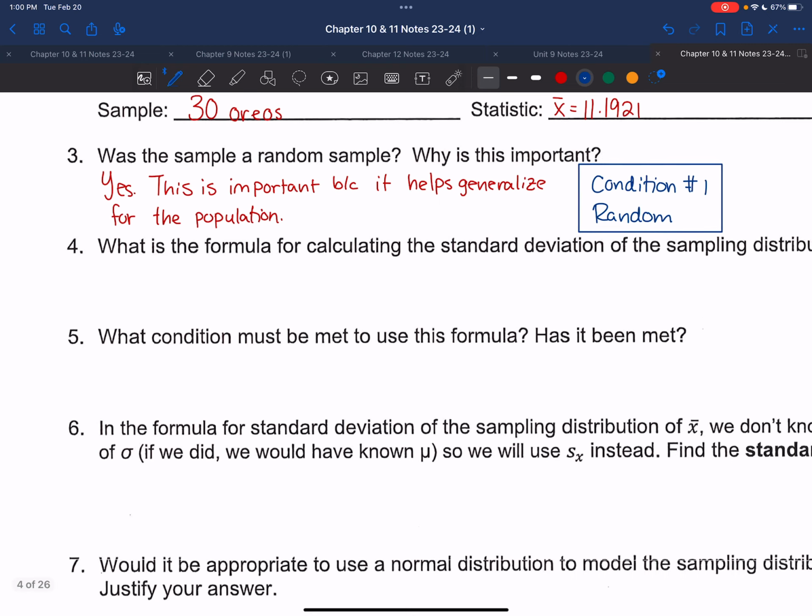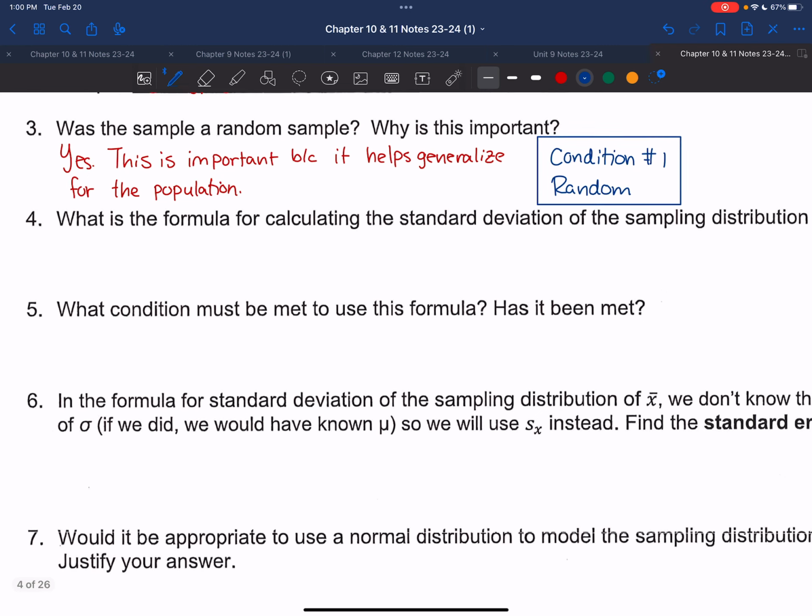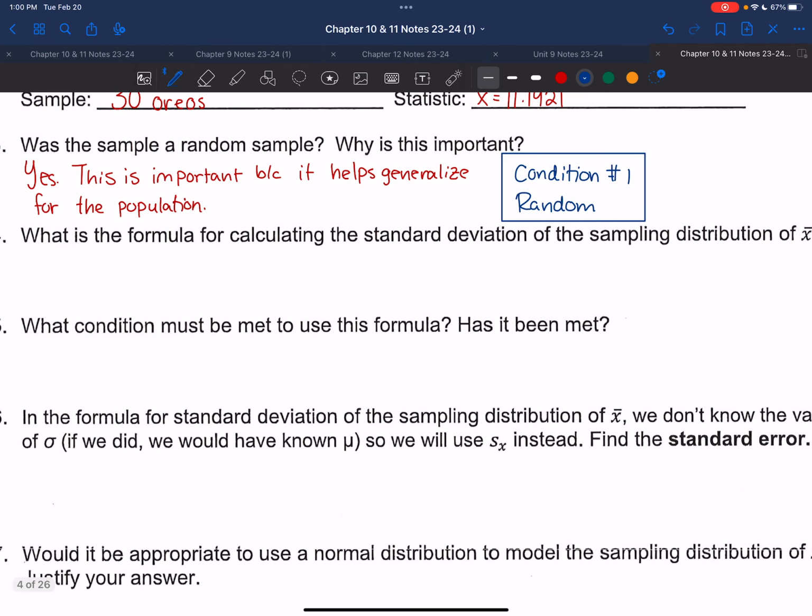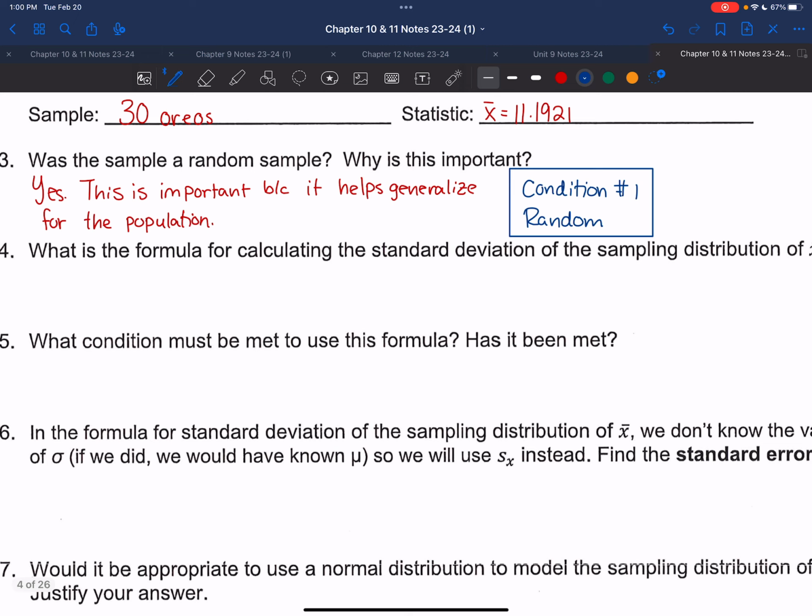All right, next one, number 4, it says, what is the formula for calculating the standard deviation of the sampling distribution of X bar? So normally, if you're trying to calculate the standard deviation, we're going to have population standard deviation over the square root of n, okay?